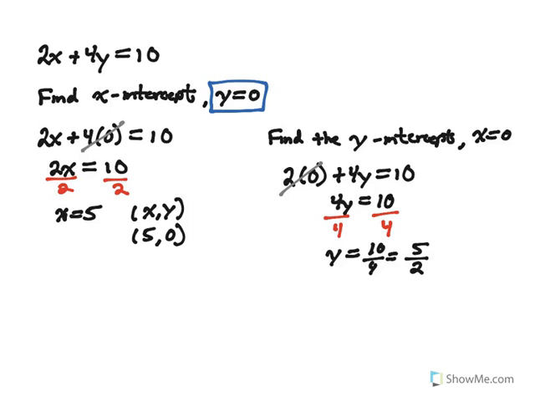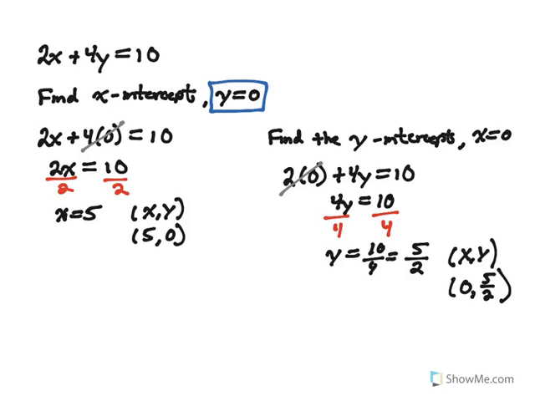Therefore your y-intercept, when you put it in ordered pair, x comma y, is going to be 0 because that's what we plugged in for x, and then we put the reduced fraction here, 5 over 2. Well, 5 over 2 is 2.5.